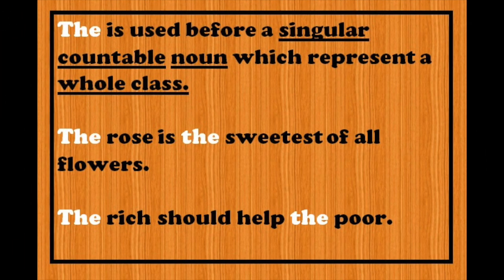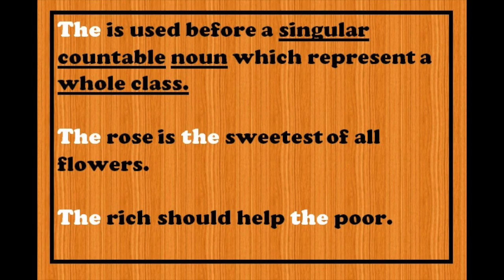The is used before a singular countable noun which represent a whole class. Here are the examples. The rose is the sweetest of all flowers. Rose represents whole class. The rich should help the poor. Here, rich means rich people. Poor means poor people. It represents a whole class.